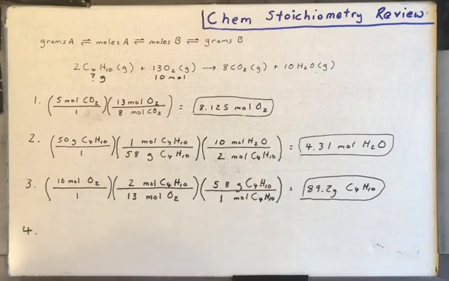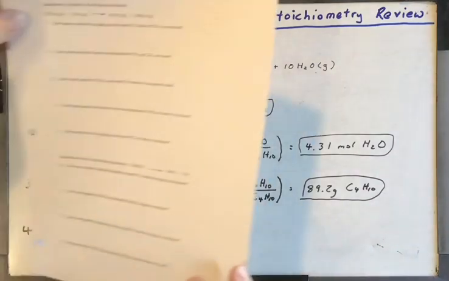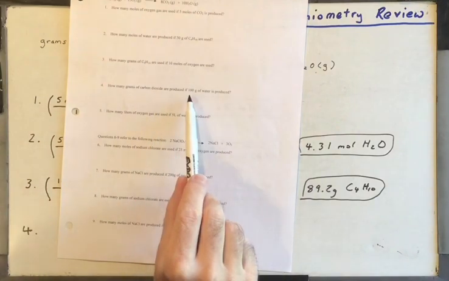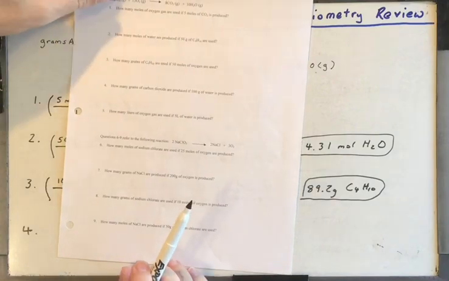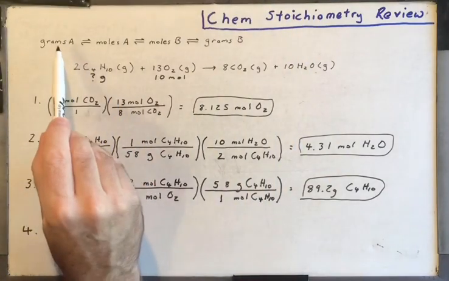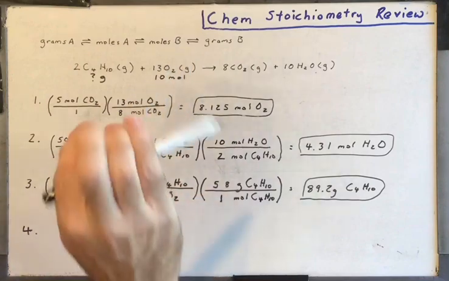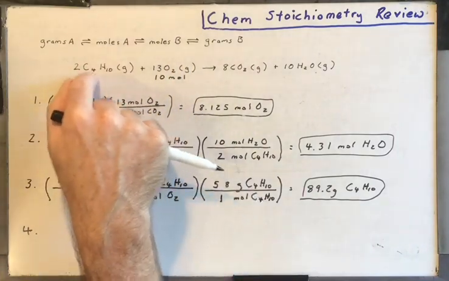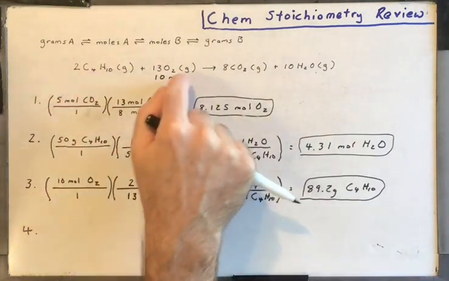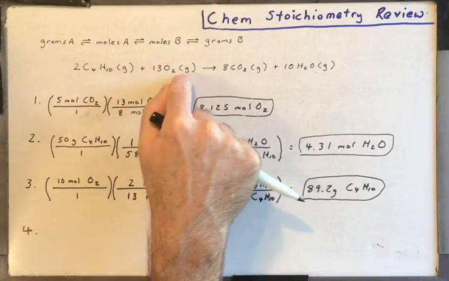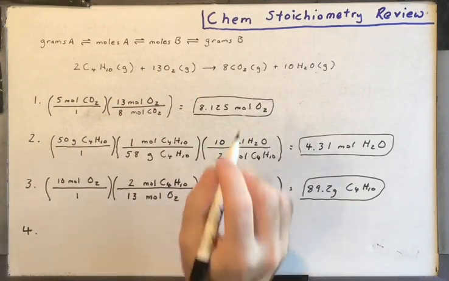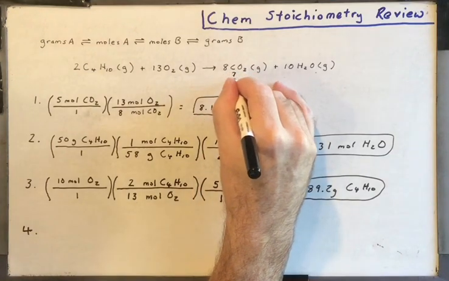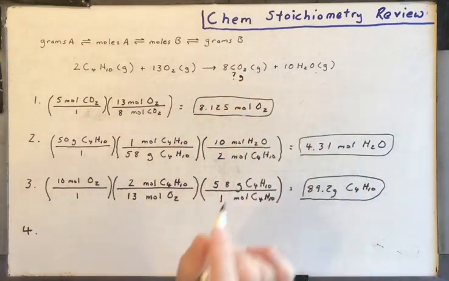All right, number 4 says how many grams of carbon dioxide are produced if 100 grams of water is produced. Now we're going from grams to grams, so we're going from one end of the equation to the other. So let's write down under the equation what we want. How many grams of carbon dioxide? Okay, so we're trying to get that.